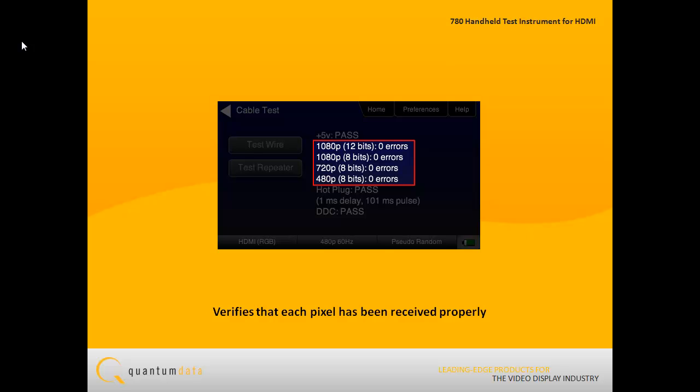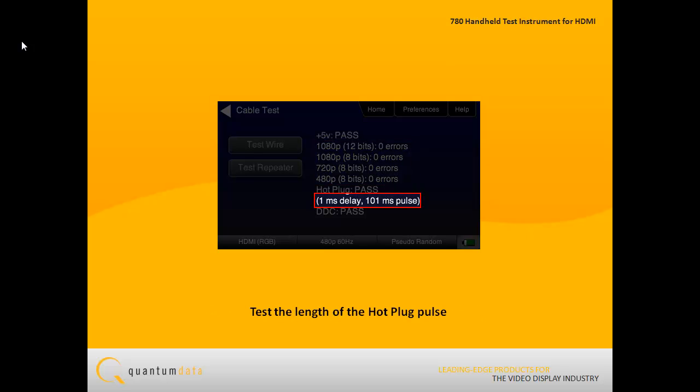The repeater test also tests the length of the hot plug pulse from the repeater to ensure that it meets the minimal length. The results are shown on the screen. A pass-fail indication is provided for the continuity tests, and the number of errors, if any, are shown for the tests of the TMDS pairs at each resolution.